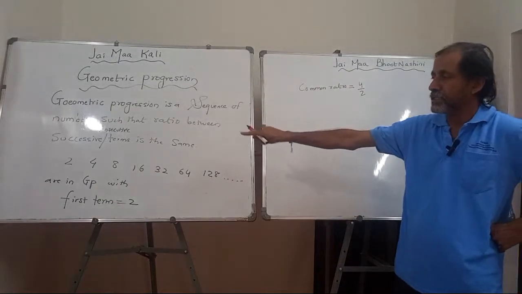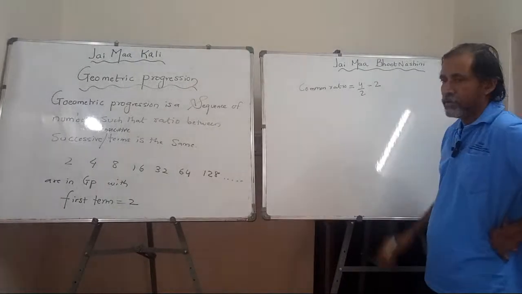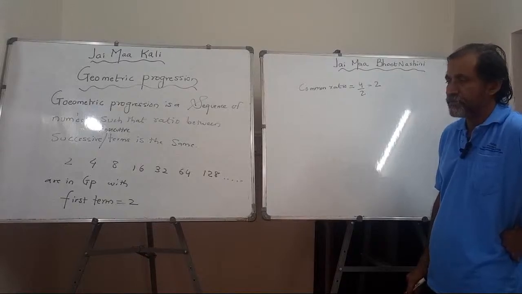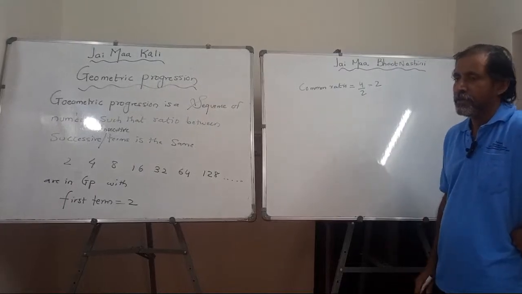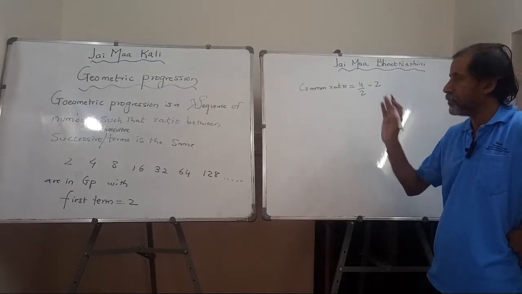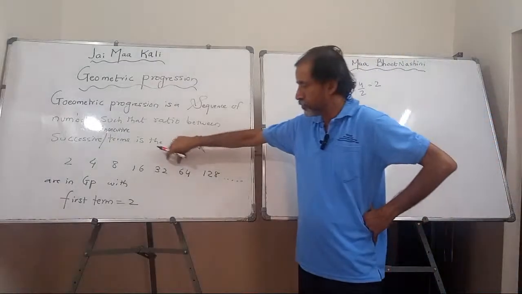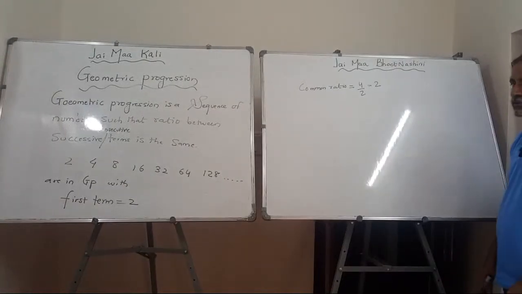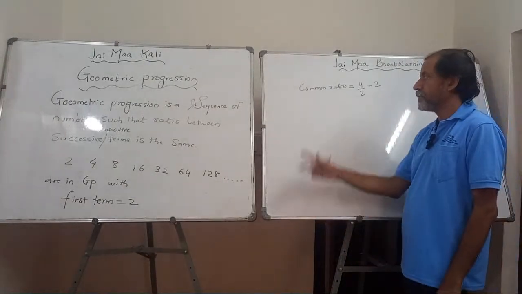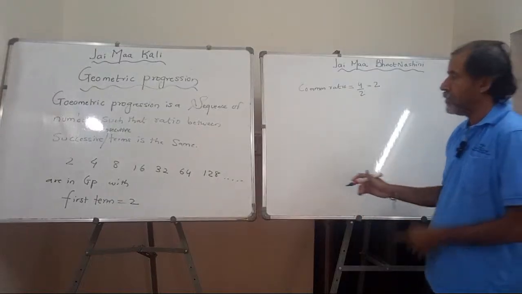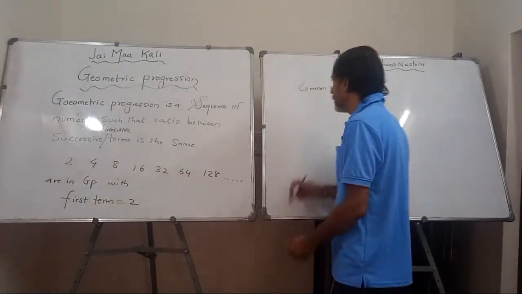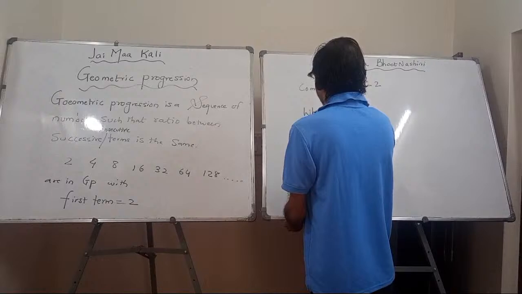Would it change if we had taken 16 by 8? No, it doesn't change. Otherwise it is not a GP, if the ratios keep on changing. 16 by 8 is again 2, no? Take any two consecutive terms, the ratio should be the same. Ratio is 2, 2, 2, everything is multiplied by 2. So you got the first term, you got the common ratio. 1, 2, 3, 4, 5, 6, 7. What is the eighth term?